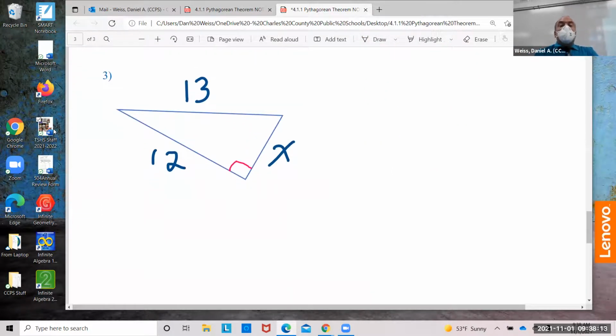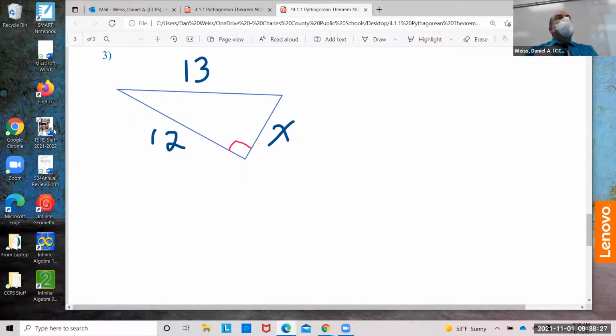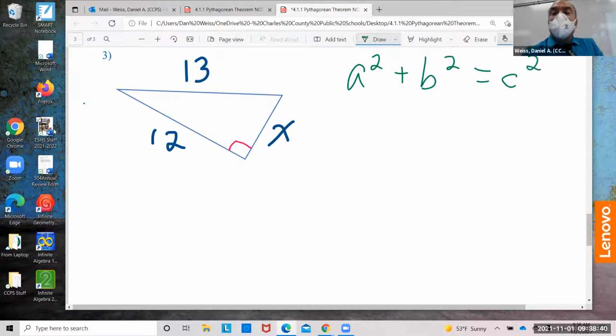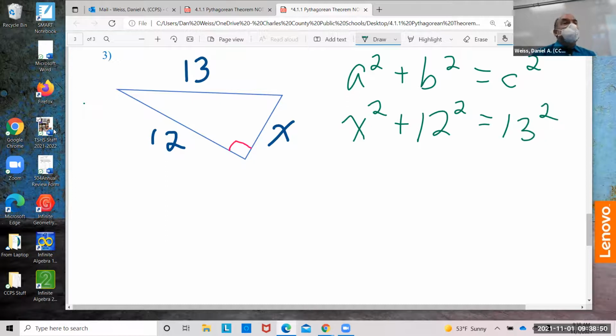How about this? Wait a minute. Do you see that it's giving me the hypotenuse here? Whoa, now what do I do? Hold the phone. Very good, Jaden. Thank you very much. Okay. So a squared plus b squared equals c squared, right? So this time x squared plus 12 squared equals 13 squared, right? Is everyone okay with that?